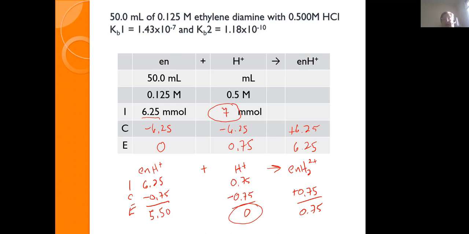Anytime you've got more than one Ka or Kb, you will be looking at multiple ICE tables, and make sure you're watching for any further reactions that might occur. Other than that, do the algebra in the ICE table, and then go to your decision tree and figure out which equation you're going to use to solve for the pH of that particular mixture.